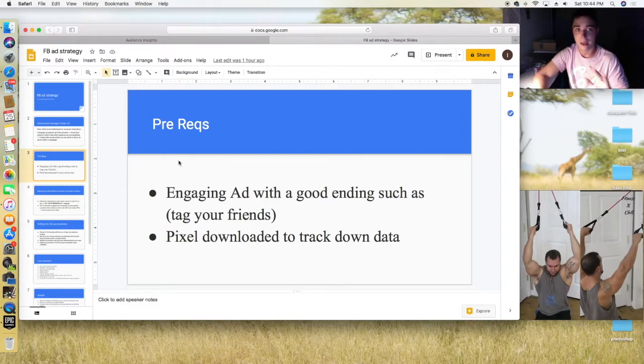Another prerequisite: make sure that your pixel is installed on your Shopify store, because if the pixel is not installed, then all the data that could have been collected is just gone. It'll no longer be there, and you're just throwing money out of thin air. You're just misusing Facebook ads as it is.